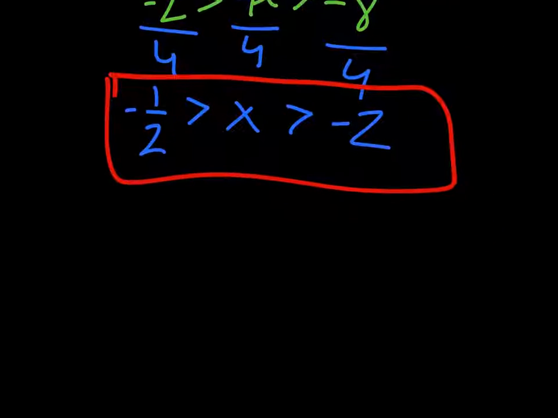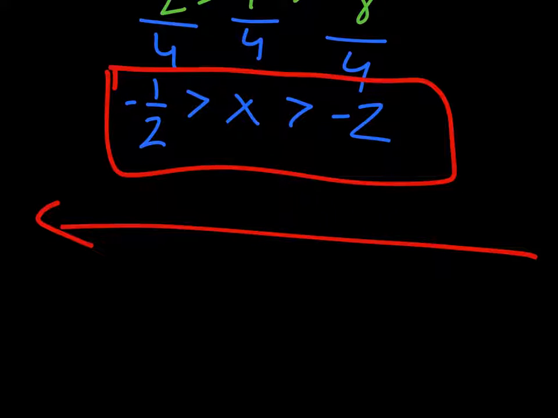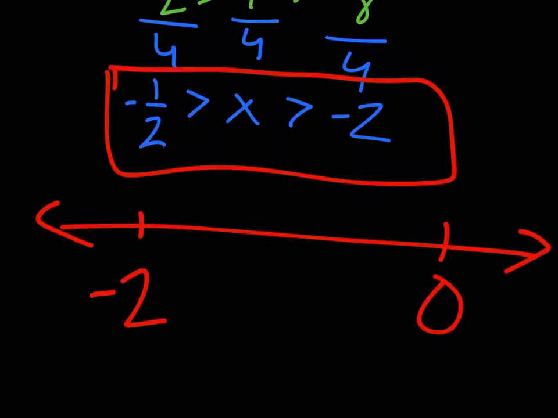Now, how exactly do we graph this, right? So, we will have our number line, and over here we'll have 0, just for comparison, right? Oh, wrong side, sorry. Over here we'll have 0, and over here we'll have negative 2. Now, in the middle we'll have negative 1, and right here is where negative half is.